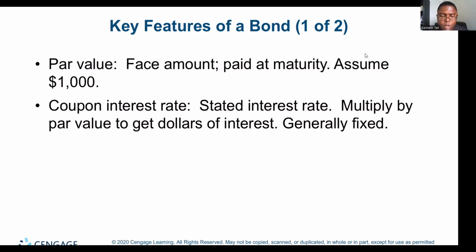We also have what we call the coupon interest rate. The coupon interest rate is the stated interest rate. We can know the dollar amount of interest by multiplying the coupon interest rate by the par value. So if the par value is 1,000 and the coupon interest rate is 10%, for example, we take 10% of 1,000. That is going to give us the interest payment of the bond, which is generally fixed.